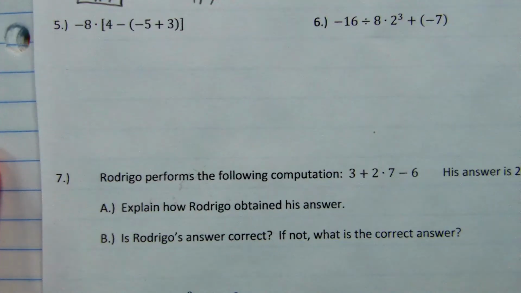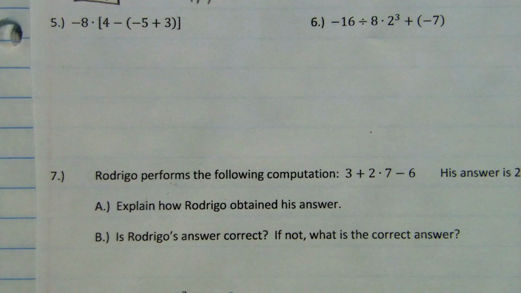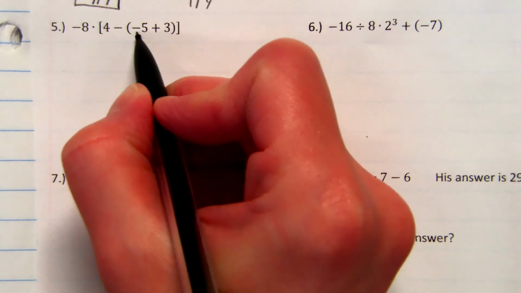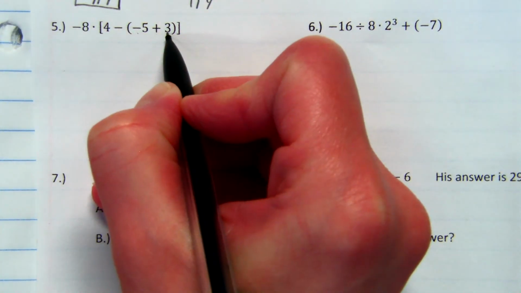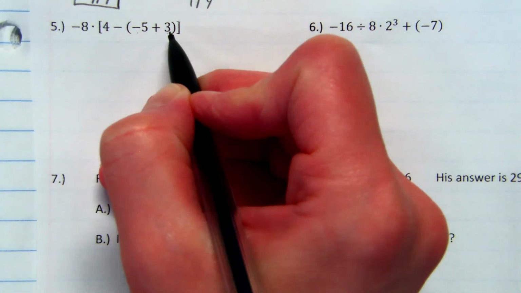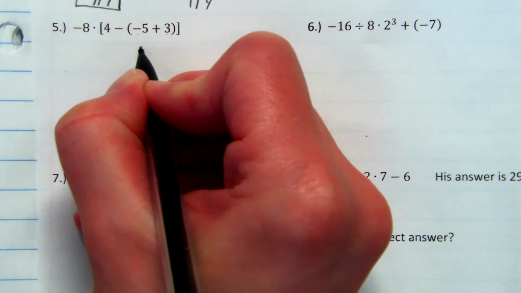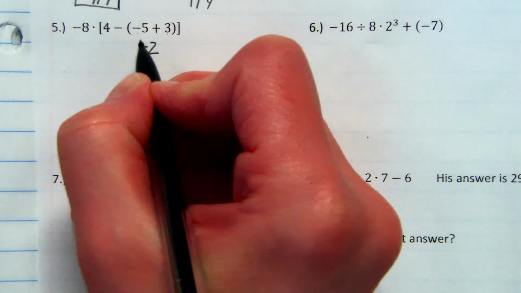On number 5, I have brackets and parentheses. Where do I start? What's my first thing? Okay, the innermost grouping symbol. She's right. So that'd be the -5 plus 3. So what is -5 plus 3? -2. So I'm going to replace what's in those parentheses with -2.